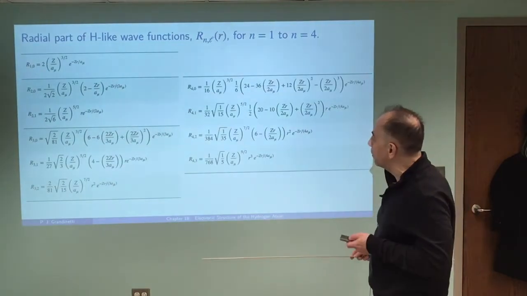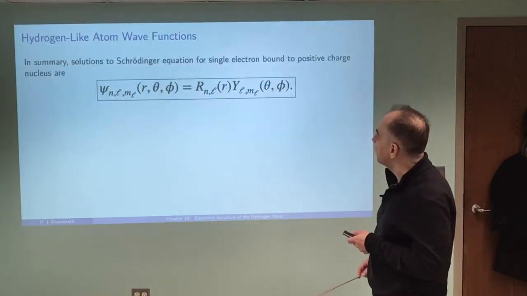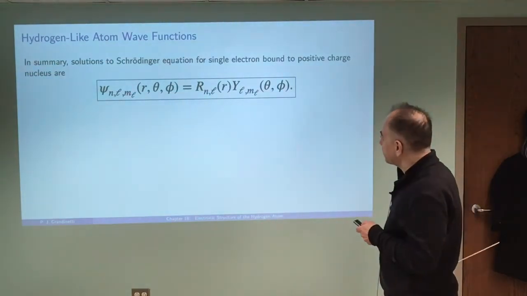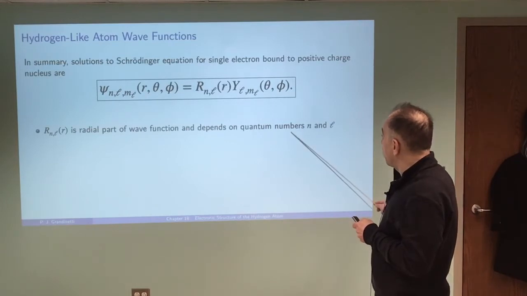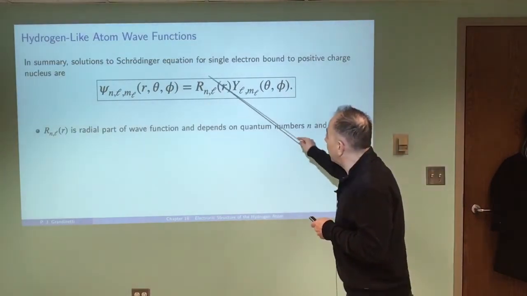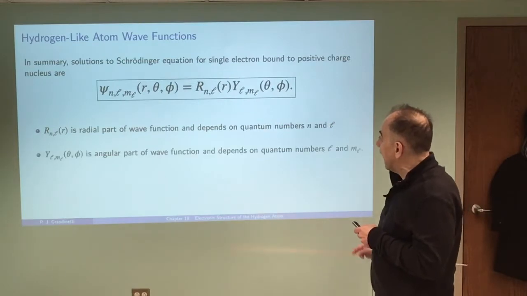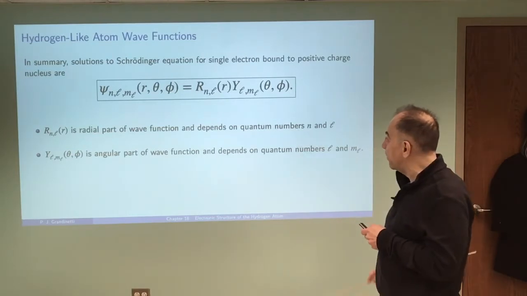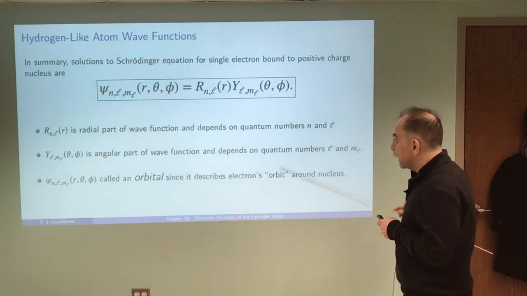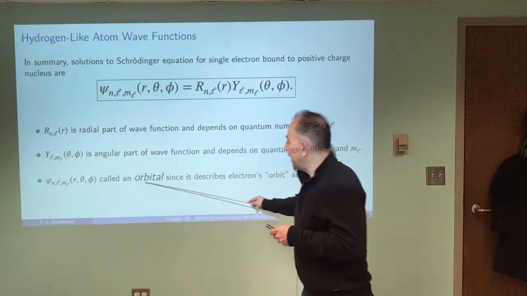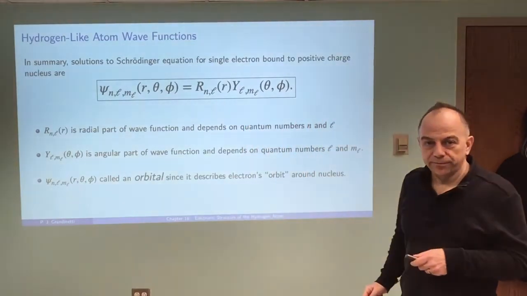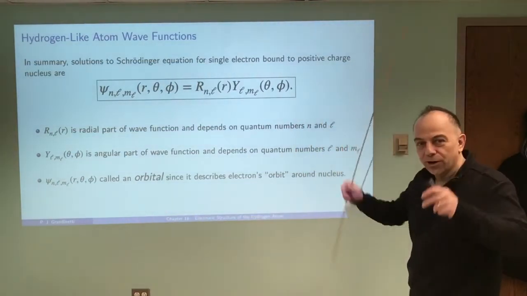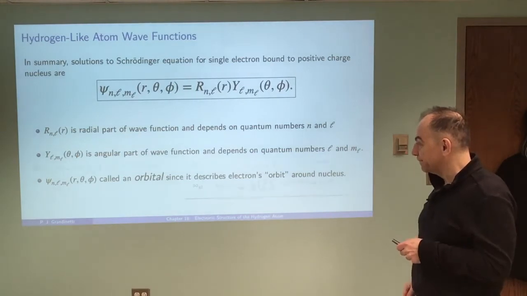Now we need to bring this together with the angular part, which is the spherical harmonics, and that will give us our total wave function for the hydrogen atom. The quantum numbers n and L are part of this radial function, and for the angular part, the spherical harmonics, the quantum numbers L and m sub L are part of this definition. Together, we form our wave function, and we call this an orbital. Not an orbit function, it's called an orbital, and that describes the electron's quote-unquote orbit around the nucleus.